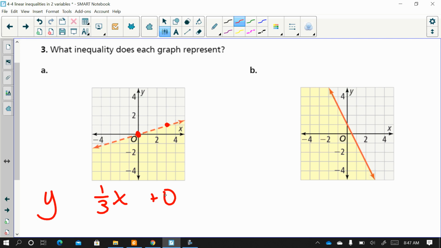Okay, now am I shaded above or below? I'm shaded below, so I'm less than. Am I less than or equal to? Nope, not equal to because my line is dashed. So there's your answer. Okay, pause the video and try part B, please.